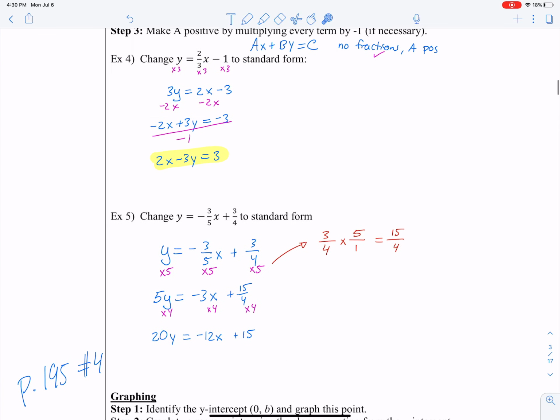Next, if I'm going for this format, I need to move this over to the other side. So I'm going to do the opposite of negative 12x. I'm going to add 12x to both sides. I'll rewrite my x first, so I get 12x plus 20y is equal to 15. I check to make sure I have no fractions. I check to make sure my a is positive. In this case it is. So this is my final answer.